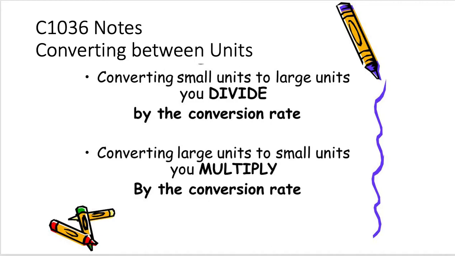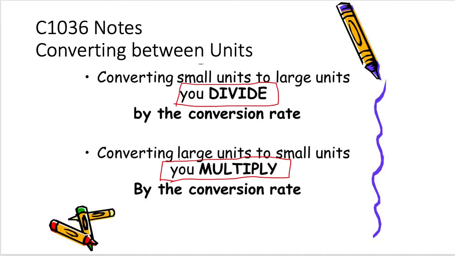And now, a little bit more. Here's a third slide of notes. Converting from smaller units to larger units, you divide by the conversion rate. And when you're converting from larger units to smaller units, you multiply by the conversion rate. I'll show you a little trick to remember this. You have to know the sizes of the units. You have to know which one's smaller and which one's bigger. And then that's how you figure out whether you divide or multiply.